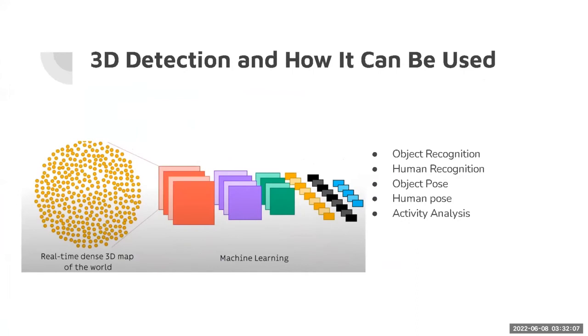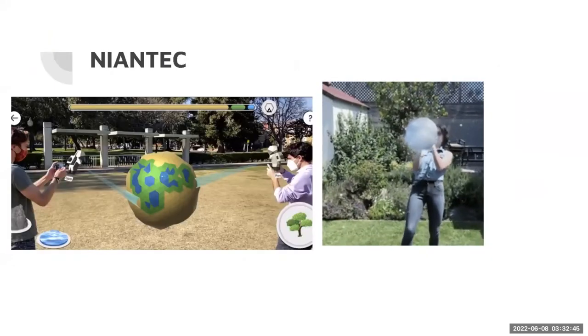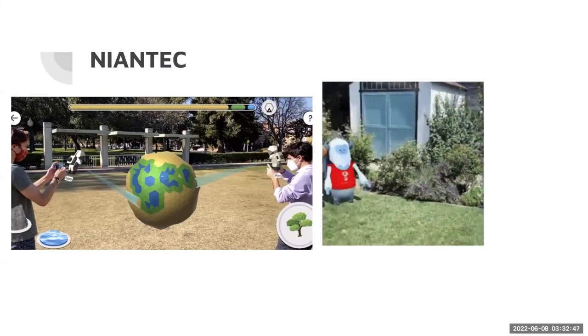AR Cloud also uses 3D detection and machine learning, and this helps with object recognition, human recognition, object and human pose, its orientation and position in the coordinate spaces, and activity analysis, action recognition, etc. We can see a tree is labeled. We can label a tree with this process in machine learning, and it's also included in AR. We can see Niantic using this example.